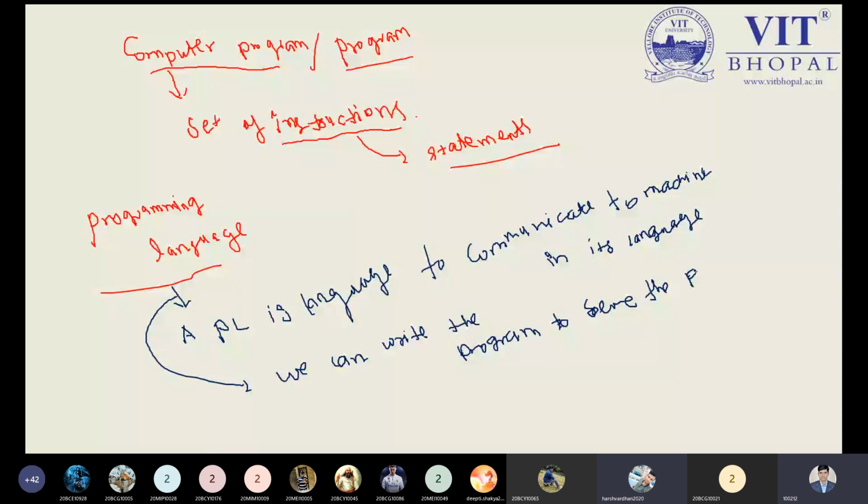An example we have over here. C is a programming language, C++ is a programming language, Java is again a programming language, we have Python as well. If I ask you the question, what is meant by Python? Can anyone tell me what is meant by Python? It is a programming language to communicate our language to the computer.